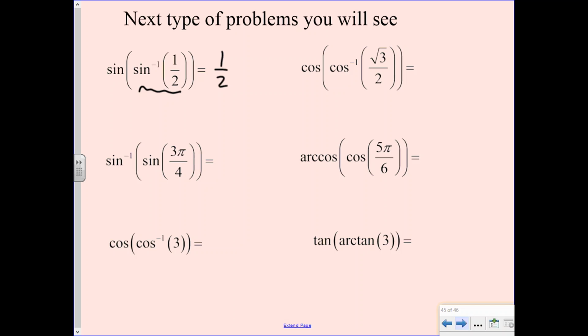Same deal. Cosine of the cosine inverse of root 3 over 2. By the same kind of way, the inverse cosine of root 3 over 2 is, again, pi over 6. The cosine of pi over 6 is root 3 over 2.